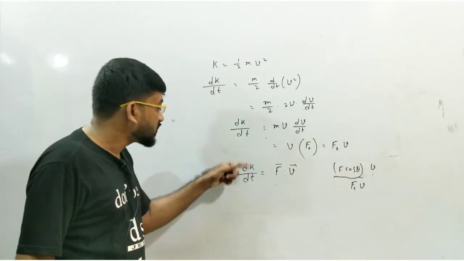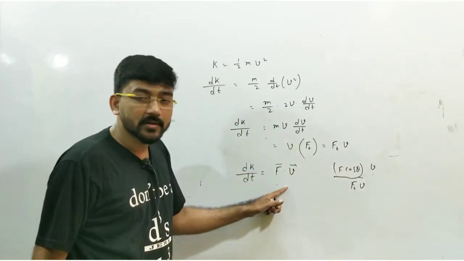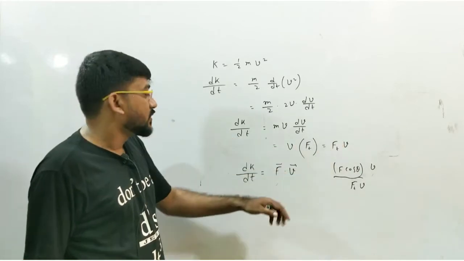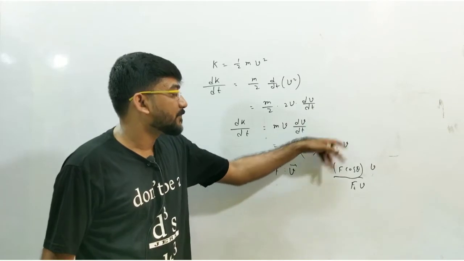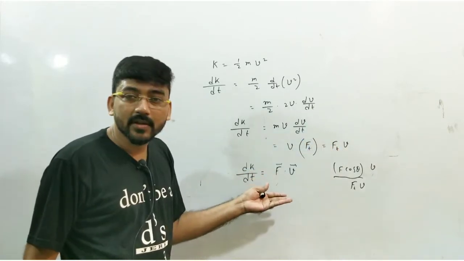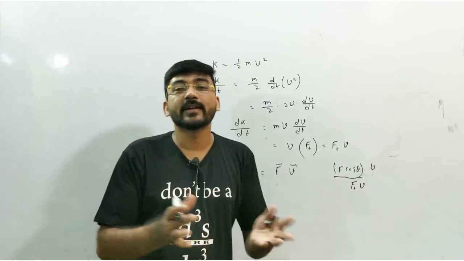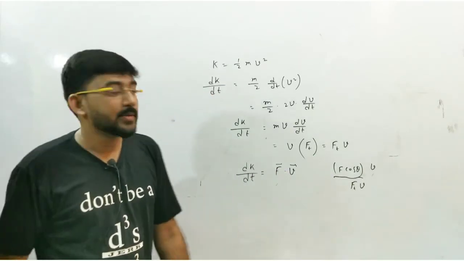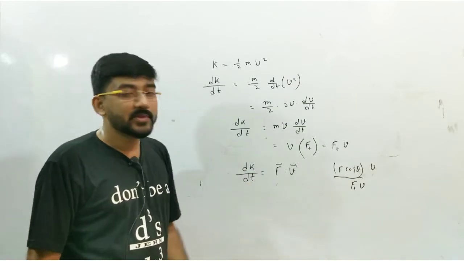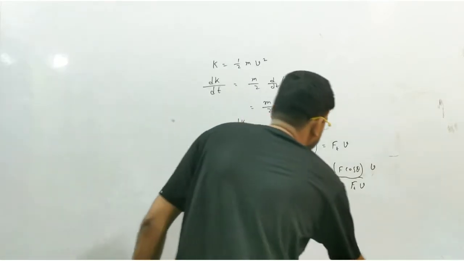Otherwise you can write it this way also, that dK/dt is equal to f dot v. So this is the more general form than this one. This one is just in terms of ft, and this is in terms of the general force f, because it is not necessary that the force will always be acting along the velocity. If the force is acting along the velocity, then this is correct, but otherwise the general case is f dot v.